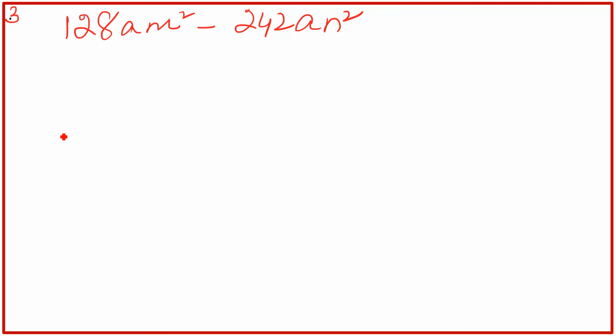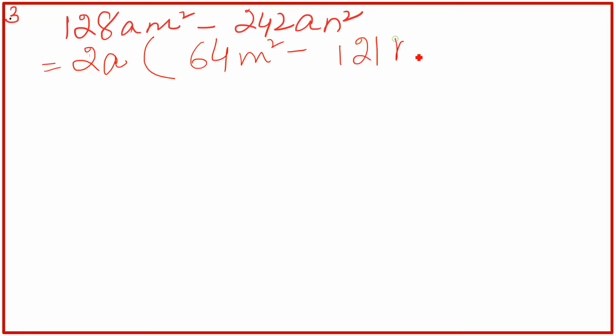Okay. Next question. 128 am square minus 242 an square. What can we take common here? The first thing is you have to see whether you can take anything common or not. Yes, we can take 2a. So here is 64 m square minus 121 n square remaining in the parenthesis, because a and a we have taken as common. So 2a will remain the same.